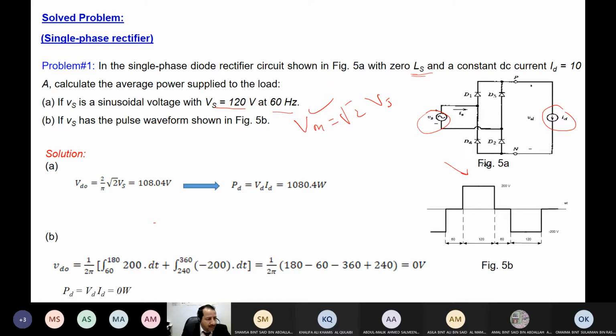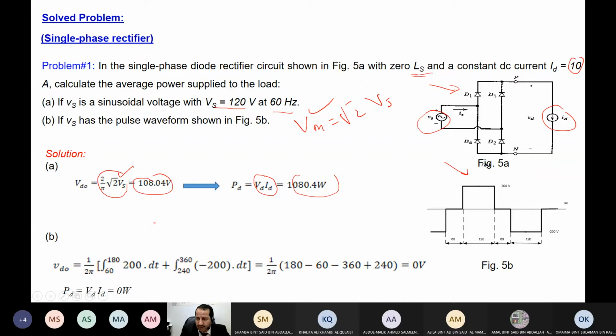Have a look. For this circuit, an ideal circuit with no inductance, diodes, no thyristor here, an uncontrolled full bridge rectifier, we know the formula is 2 square root 2 Vs over pi. We explained this in the theoretical part. Direct substitution, you get the voltage. You are given the current. We multiply them, DC, to come up with the power.